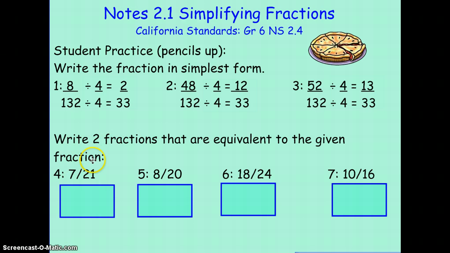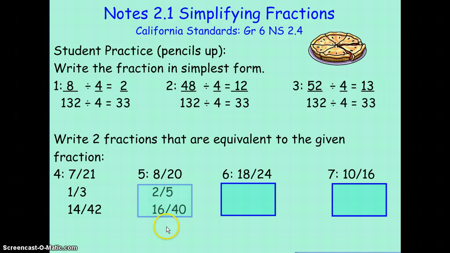Here, starting with problem number 4, writing 2 fractions that are equivalent to the given fraction. I'm going to go ahead and divide them both by 7 and multiply them both by 2. So dividing both by 7, I end up with 1/3. Multiplying both of these by 2, I end up with 14/42. Both of those are equivalent to the original fraction. 8/20, again, I'm going to divide them both by 4 this time and multiply them both by 2. So again, I have two equivalent fractions. The simplest form for all the fractions is 2/5.